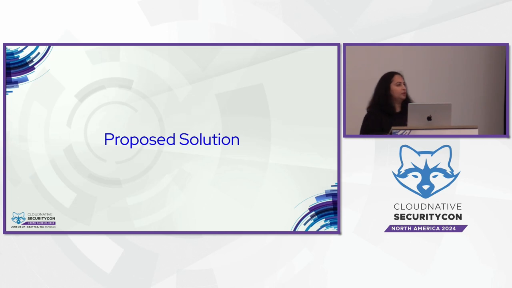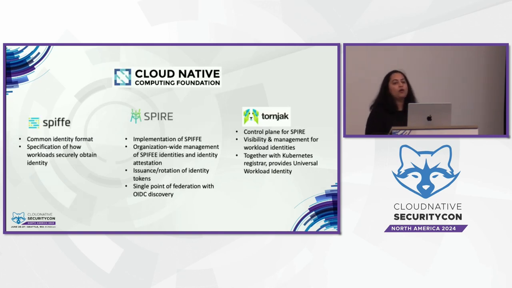Okay, we talked a lot about the problem. Let's talk about the solution. And the solution is straightforward: the introduction of SPIFFE and SPIRE to solve this problem. So what is it? These are all CNCF projects. SPIFFE is a graduated project, and SPIFFE is the standard for providing the common identity format, the essence of which is short-lived verifiable identities, SVIDs, where the SPIFFE identity is encoded inside an X509 or a JWT.